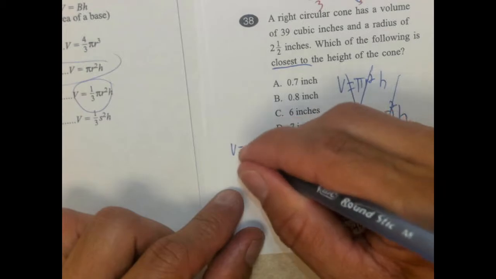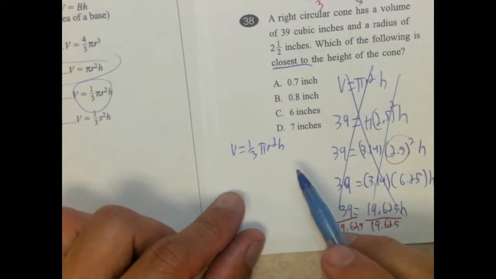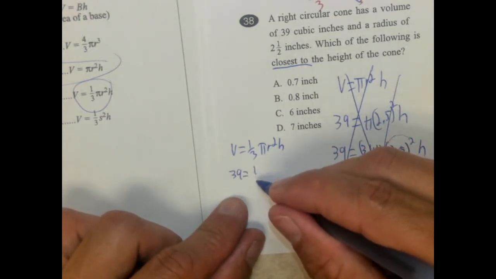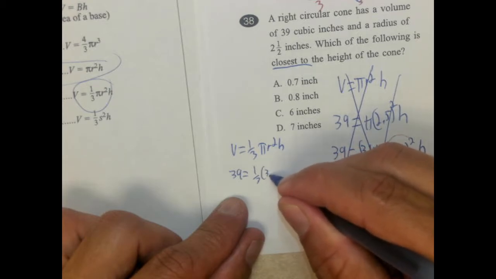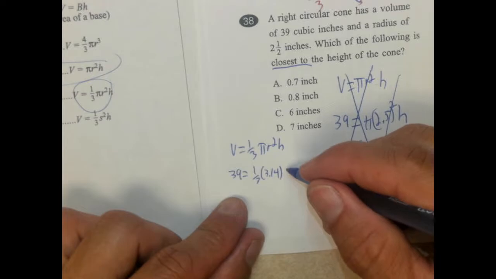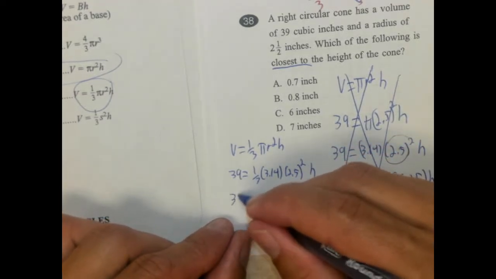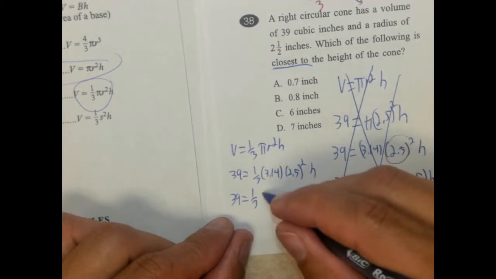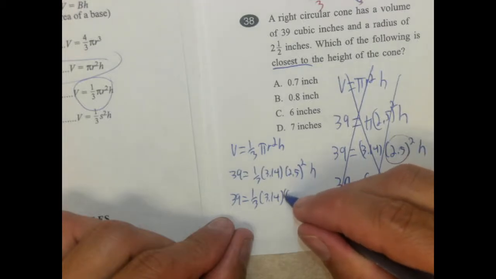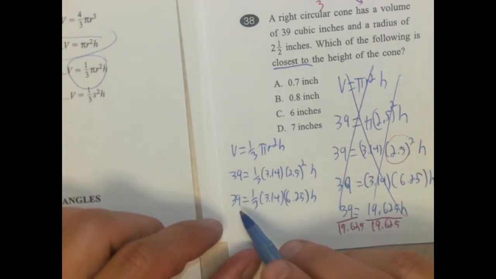So there we go. V equals 1/3 pi r squared h. Same way though. So 39 equals, we're going to run out of room. That's okay. 1/3, and again, we're going to do 3.14 for pi. R is going to be 2.5 squared h. So 39 equals 1/3 times 3.14, and we know 2.5 squared is going to be 6.25.